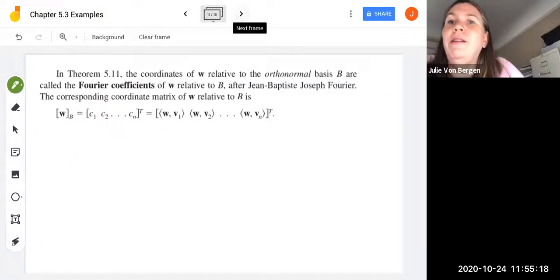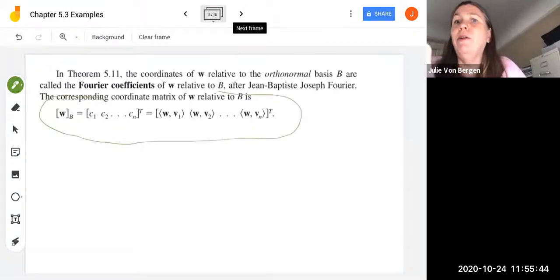All right, and then in Theorem 5.11 back here, the coordinates of W relative to the orthonormal basis B are called the Fourier coefficients of W relative to B, after Jean-Baptiste Joseph Fourier, this French mathematician that came up with the Fourier series and some other great calculations. So the corresponding coordinate matrix of W relative to B, we could write it as our scalar coefficients c1 through cn transpose, which is just a column vector.